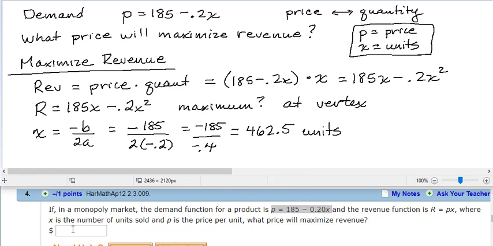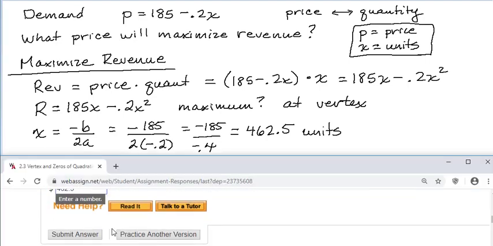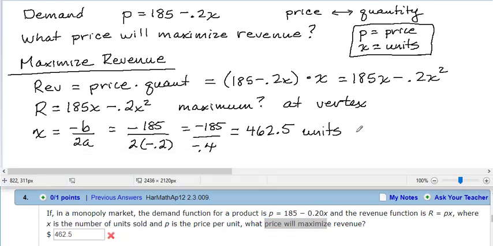Well, that was an x. So it's whatever x represented, and x was units. However, if I put in 462.5 and I check it, it's wrong. And that's because they didn't want the number of units to maximize the revenue. They want the price to maximize the revenue. So if I have the units, how do I find the price? Well, I need to find a function that will take x's, units, and convert them into p's, price. And that's this one. It's the demand function.